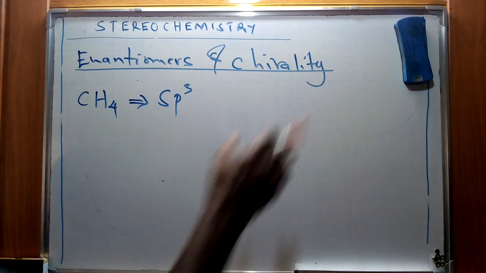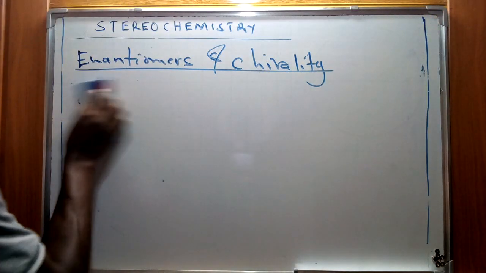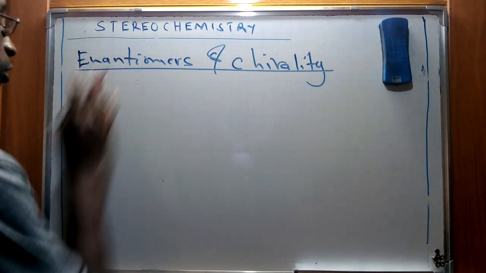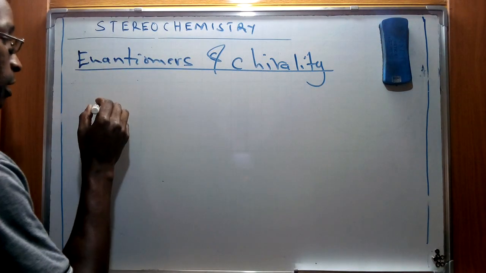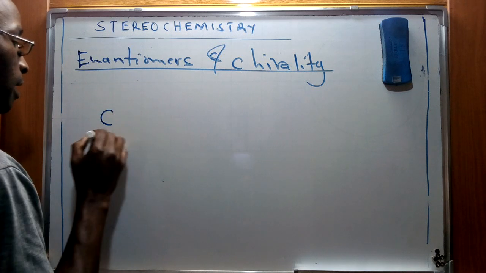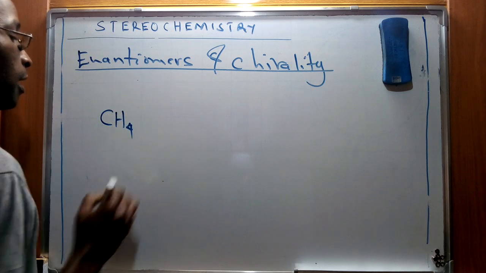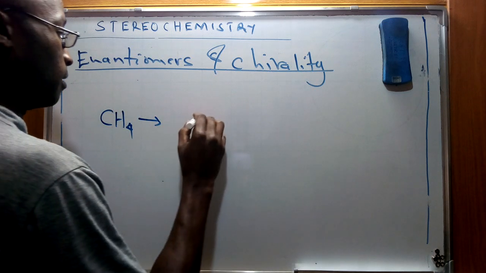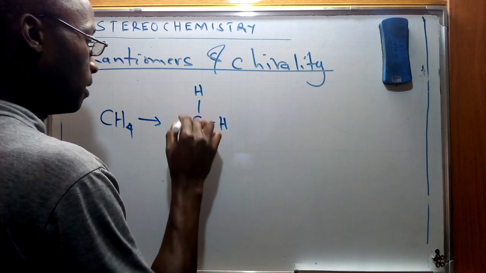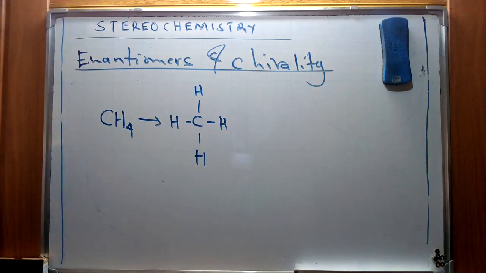So I'm just going to give a general representation for this so that we can understand the concept of chirality or enantiomers that I'm talking about. So suppose we have a compound which is CH4. For this one we can give a Lewis structure as C with H, H, H, H, like that.